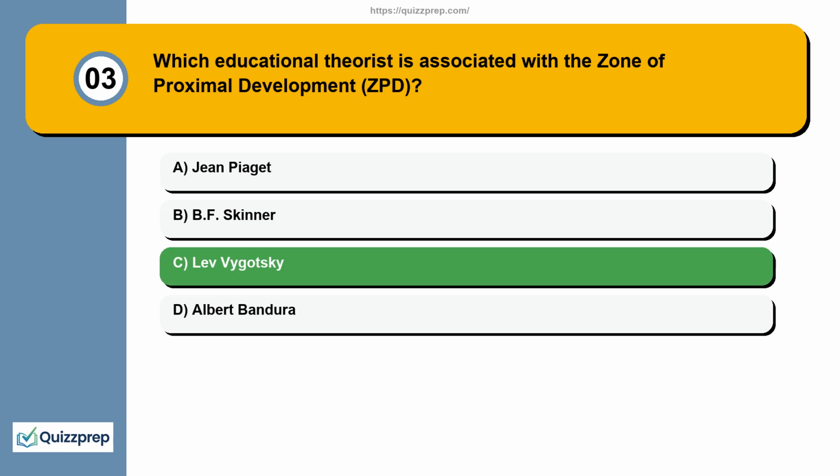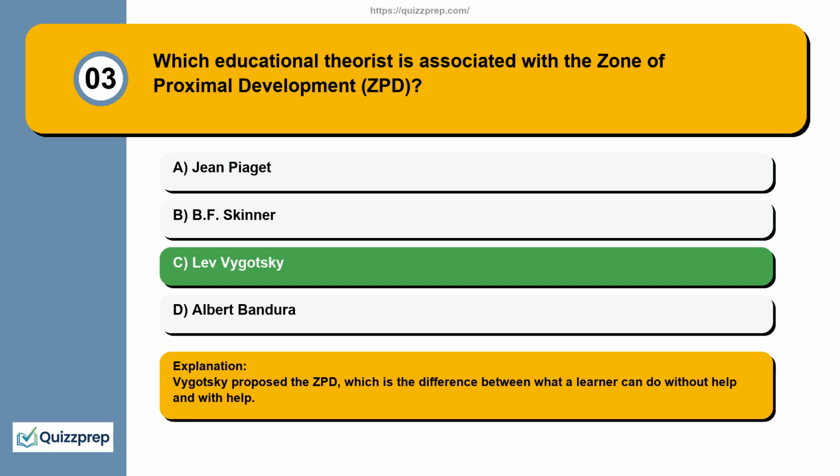The correct answer is option C. Lev Vygotsky. Explanation. Vygotsky proposed the ZPD, which is the difference between what a learner can do without help and with help.